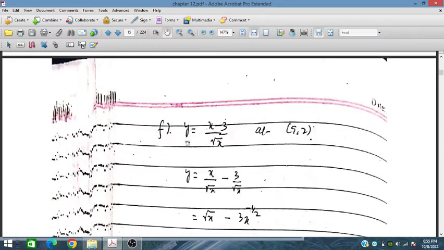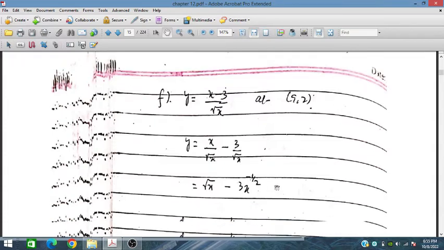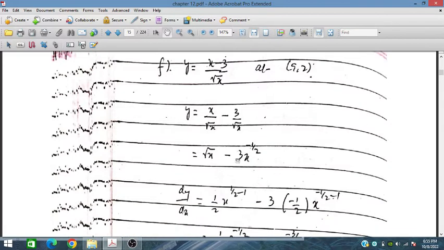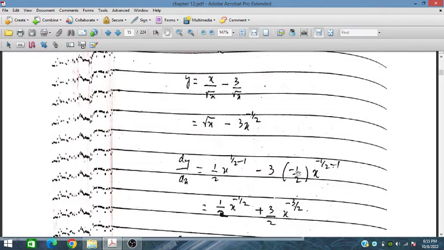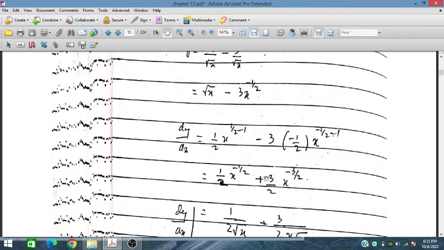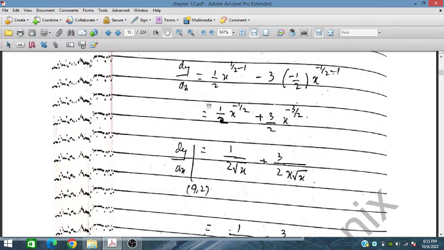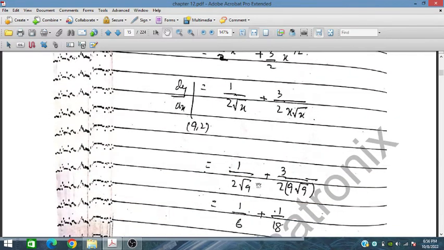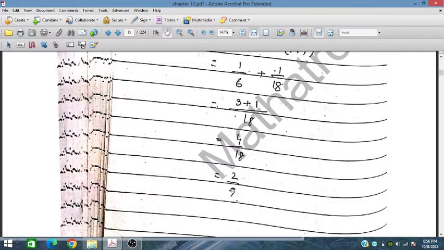For the last one, y is equal to x minus 3 divided by under root x, at 9 comma 2. This can also be written like this: x upon under root x, minus 3 upon under root x. So this becomes under root x, and this becomes 3 divided by under root x, which is 3 x power minus half. Let's take the differential of this one. The differential comes out in this form, and for this gradient we have to apply these coordinates. So dy by dx is obtained as 2 by 3.